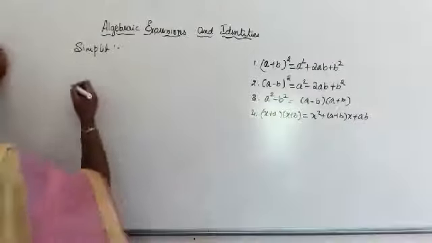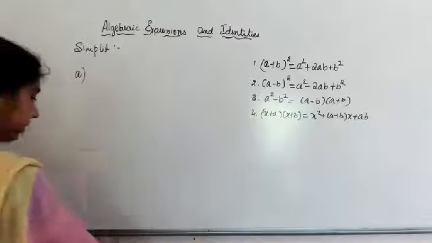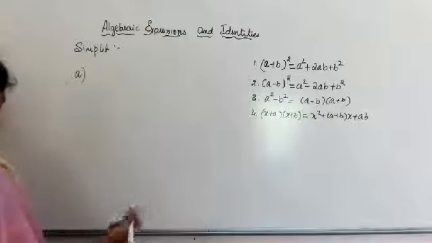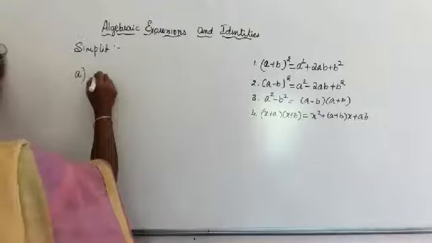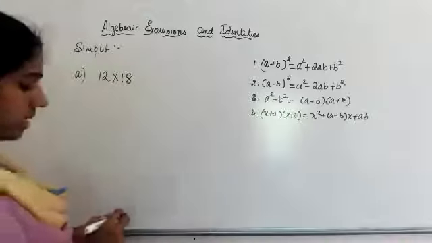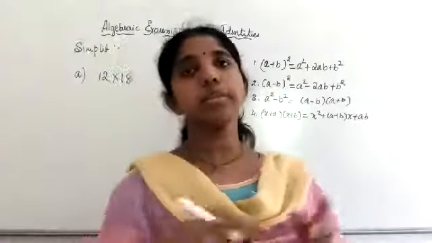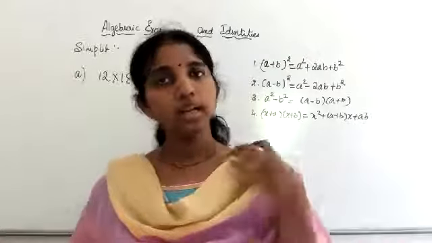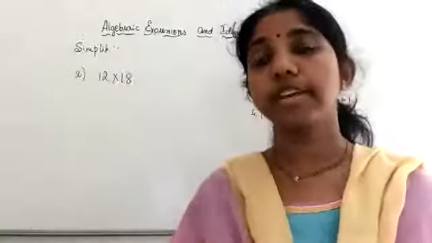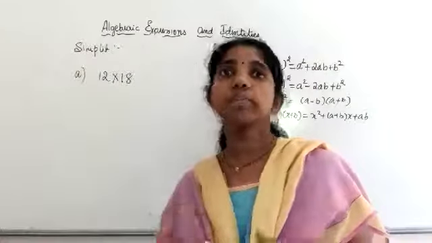So using the number, first one, find the product. This is also simplified part 2. The number given is 12 into 18. Yes, you all know 12 is stable, so you can do 12 into 18. It's not a difficult task, but we will find a method which is simpler than that.